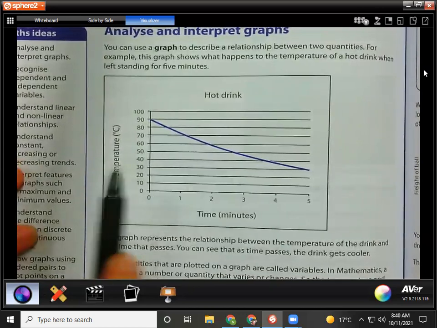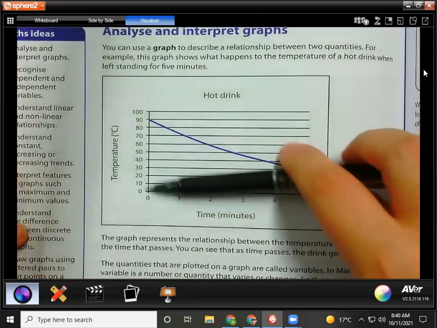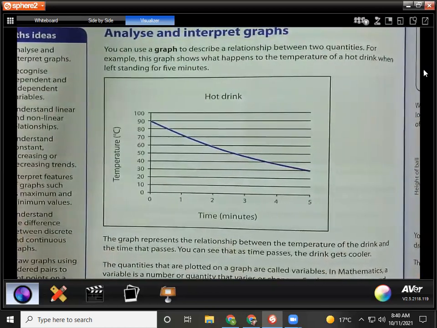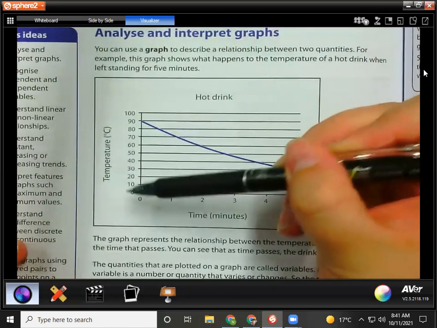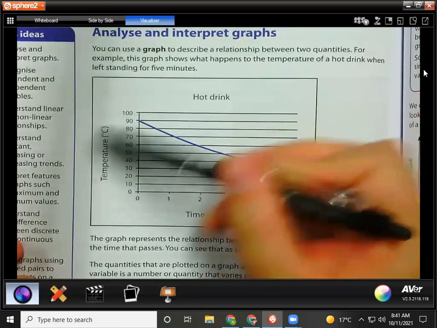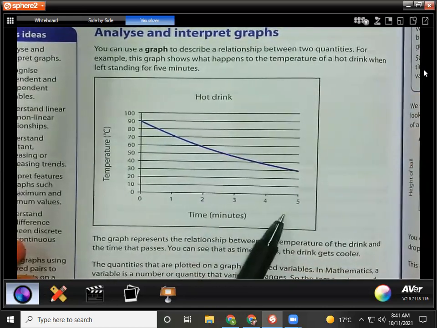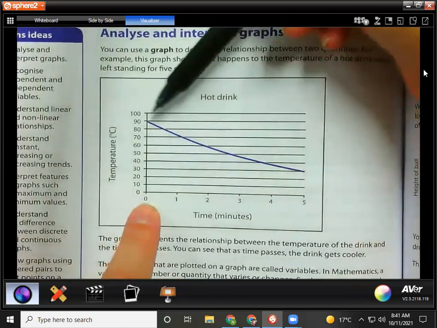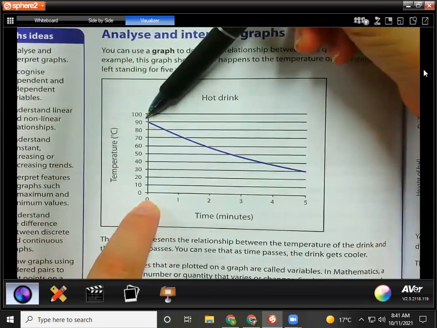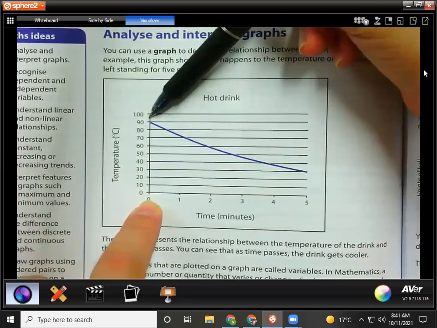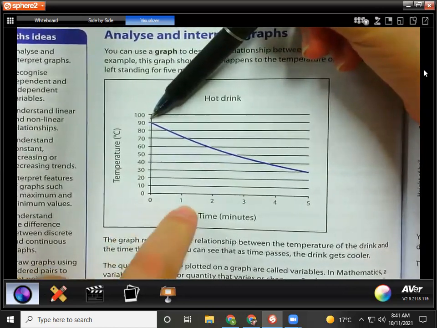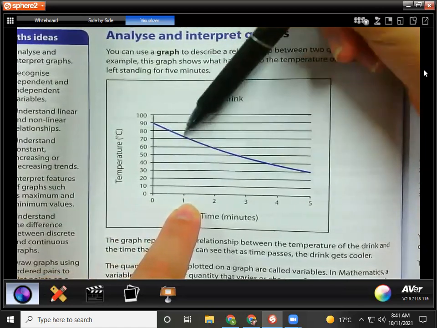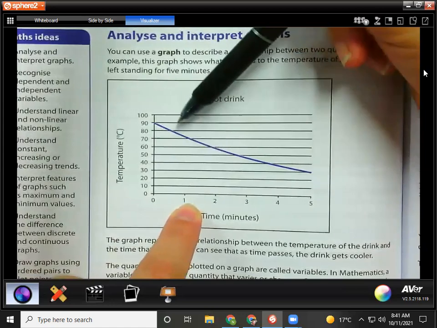Here you can see on the y-axis, we're going to talk a lot about which axis is x and which one is y tomorrow, so don't worry about that now. But on this axis, the y-axis, we have temperature. On the x-axis, we have time in minutes. At the beginning, when the drink is just being made, the temperature is 90 degrees Celsius. After 1 minute, it has decreased to just above 70.